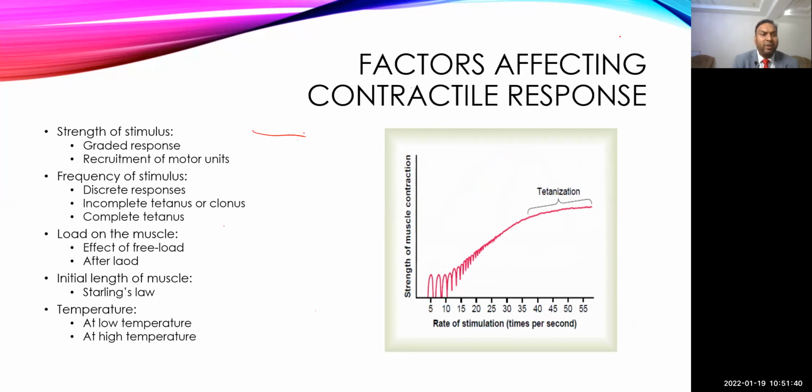Then the effect of temperature. At low temperature, it will decrease all metabolic activities in the muscle, and that will increase the latent period, delay the phase of contraction and the phase of relaxation, and also reduce the height of the contraction. While a high temperature will fasten the process, shorten the latent period, shorten the phase of contraction, shorten the phase of relaxation, and also increase the height of the contraction because of decreased viscosity of the muscle. But that is also within the physiological limit.